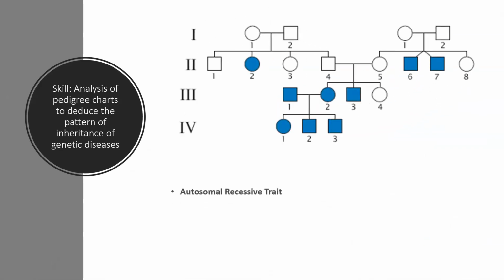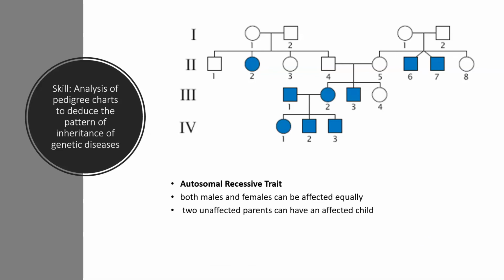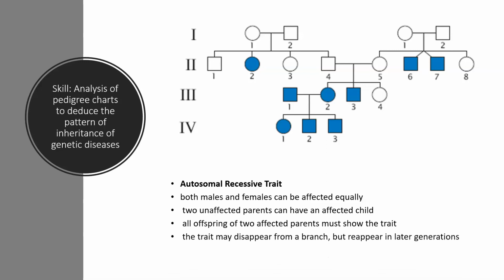Okay, what are we looking at here? We've got an autosomal recessive trait. Now, how do we know that? Well, the first lot of parents, there is no evidence of it being there. So someone there was a carrier. It affects both males and females equally. Two unaffected parents have an affected child. All offspring of two affected parents must show the trait, which they do in generation 3 there. The trait may disappear and reappear in later generations. And there comes red hair.